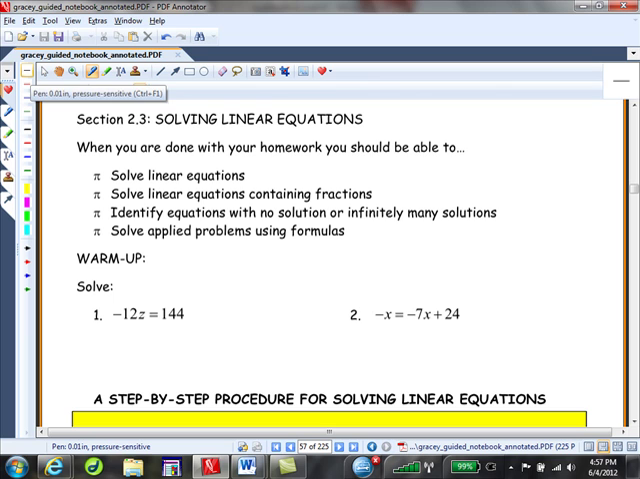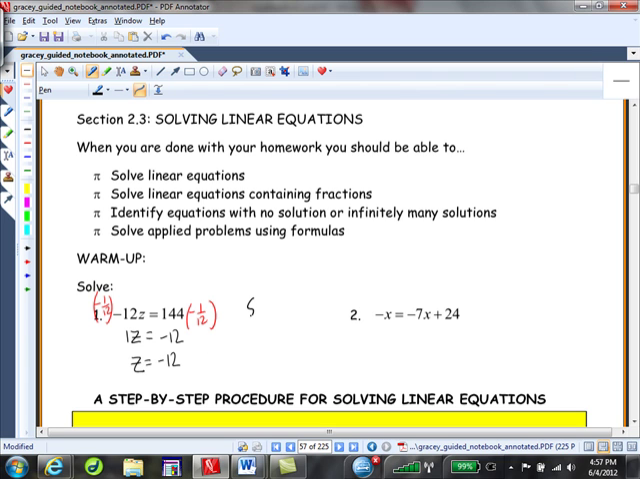All right, let's see how you did. We've got a coefficient of negative 12 in front of that z, so we are going to need to multiply both sides by negative 1/12 in order to get a coefficient of 1 in front of the z. So we'll end up with 1z is equal to negative 12, and that gives us a result of z is equal to negative 12, and we'll put that in our roster notation and call it good. How'd you do? Great. I knew you could do it.